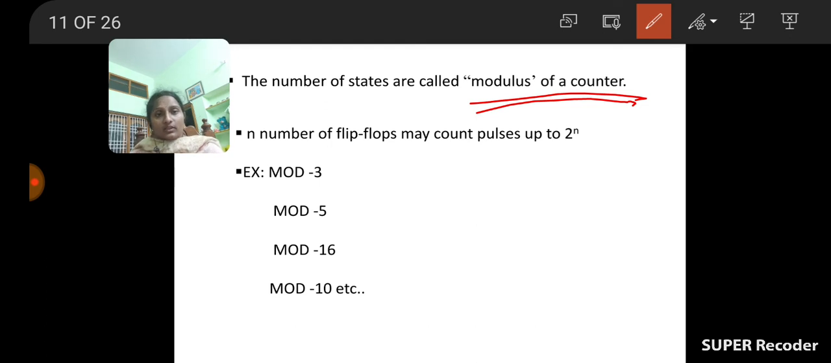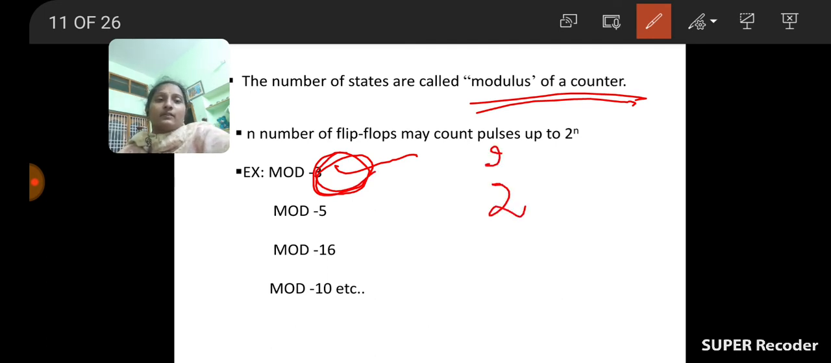How many states are counted by that particular counter is called the modulus of that counter. If n number of flip-flops may count pulses up to 2 to the power of n, here if n is equal to 3 flip-flops, 2 to the power of 3 is equal to 8, which is considered as mod 8. See the examples: mod 3, mod 5, mod 16, mod 10. In the first one, mod 3 means the circuit is able to count 3 clock pulses. So for 3 clock pulses, how many flip-flops are required? 2. Why? Because 2 to the power of n is greater than or equal to 3.